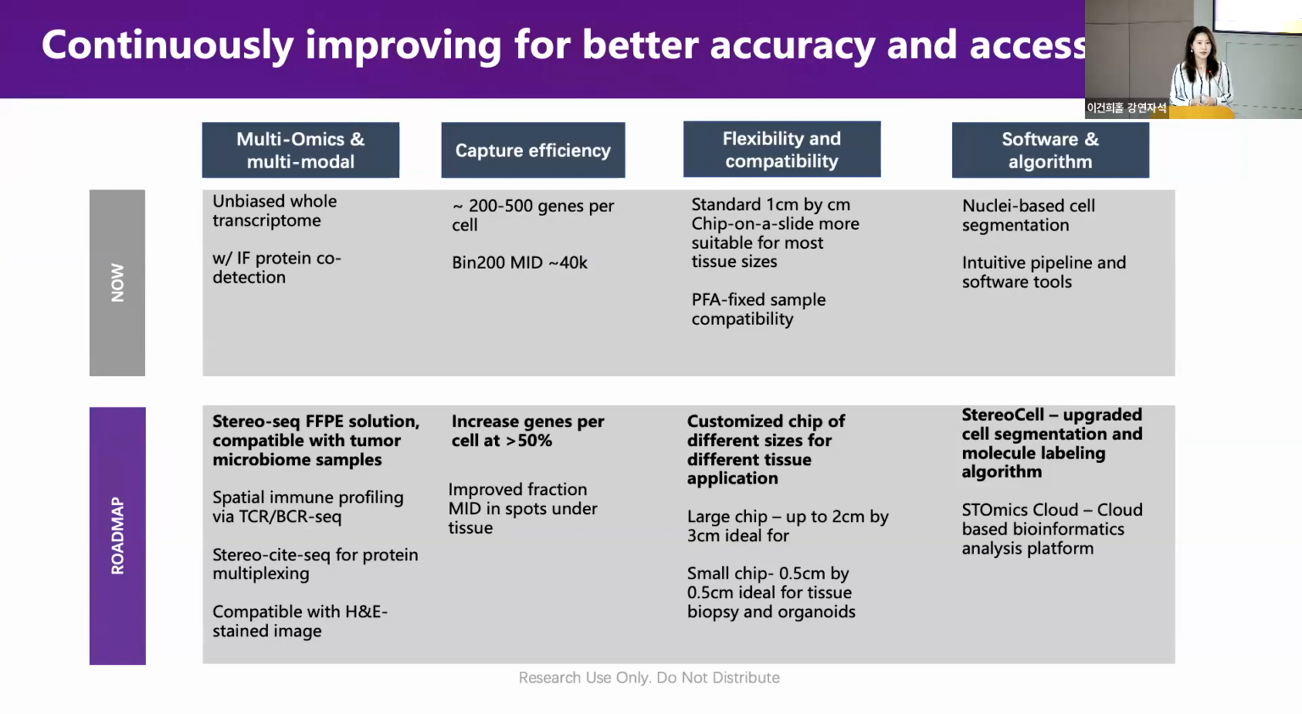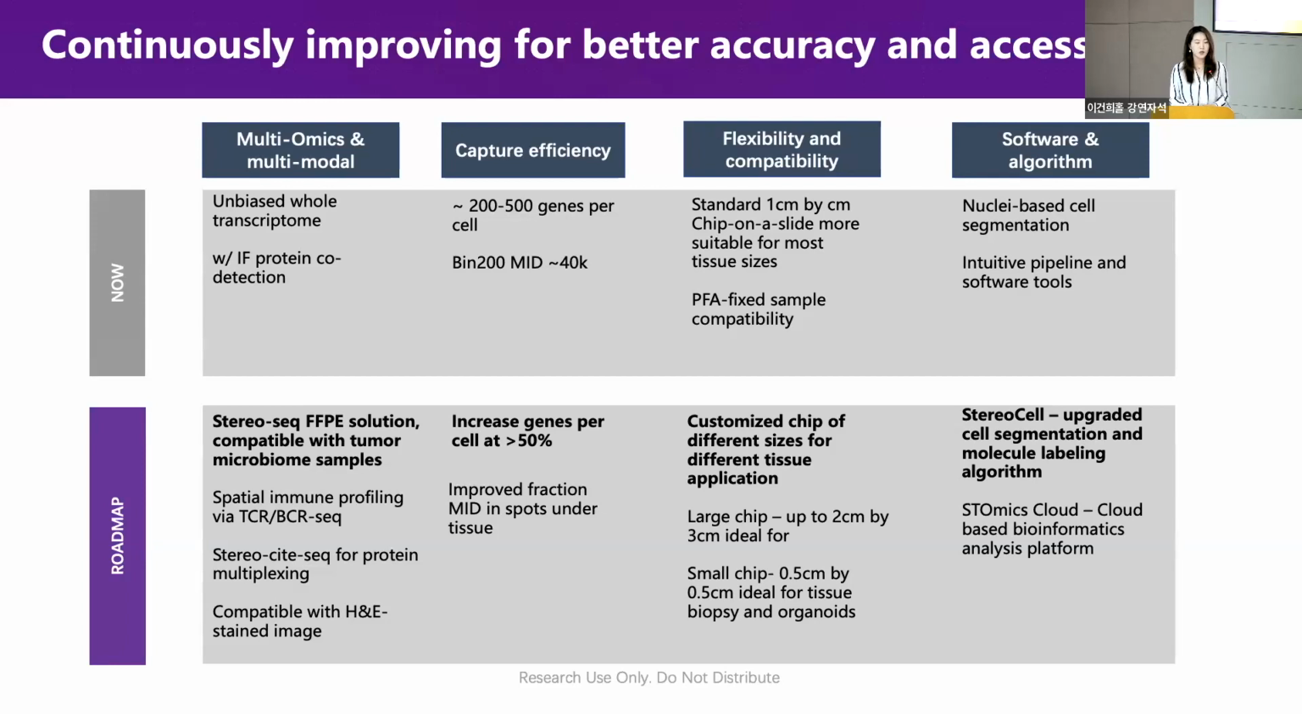And for capture efficiency, for omic sequencing solutions, capture efficiency is always limited by the chip design. So we are upgrading our chips and hoping to increase our genes per cell, and also to reduce the cellular diffusion for better cell segmentation. And for flexibility and compatibility, we are providing large-sized chips up to 2 centimeter by 3 centimeter in the kit solution to be able to process usually large organs, and also smaller sized chips for tissue biopsy and organoids.